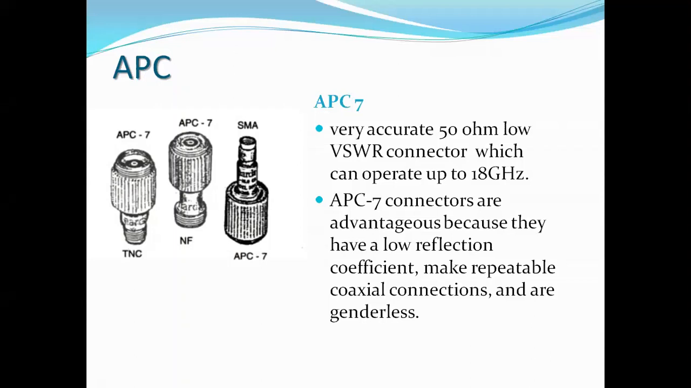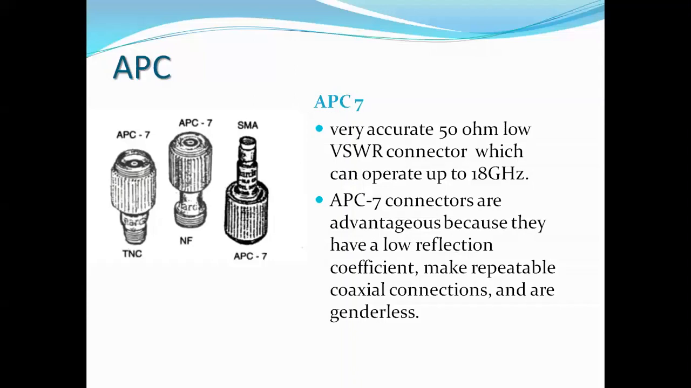This provides coupling without male or female. So it is not that you require a male connection or a female connection for a coupling to happen. Without the male or female, this configuration can be coupled. And APC7 is used for around 50 ohm with a low VSWR connector. So it can operate under 18 gigahertz.